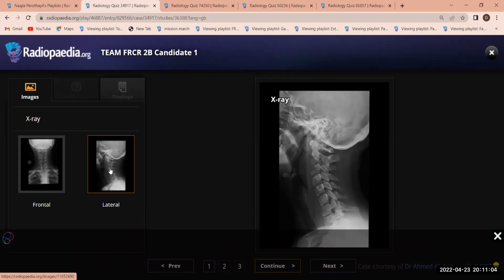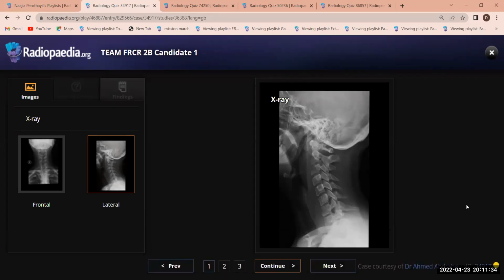Sure. Looking at the atlanto-axial distance, it is unremarkable. Looking at the C3 vertebral body, I could appreciate some ill-defined lucency involving the anterior aspect of the vertebral body. The rest of the vertebral body heights are maintained. Intervertebral disc spaces are maintained.